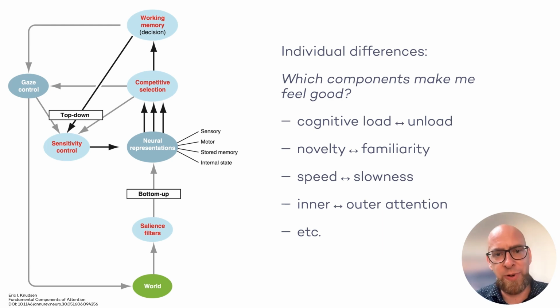Other aspects of preferences are: do I prefer novelty or familiarity? Do I prefer speed or slowness? Do I prefer inner attention or outer attention? These preferences indicate how our attention circuit is connected to the brain's reward circuit, which has a huge effect on our distractibility. The term distractions is often seen as negative, but subjectively we perceive them very differently.